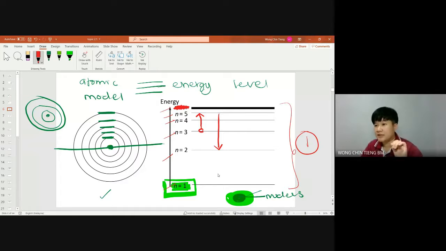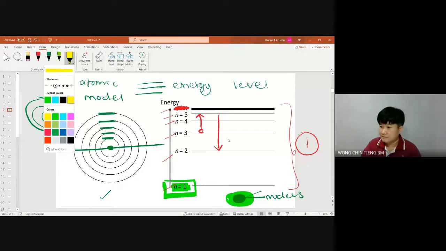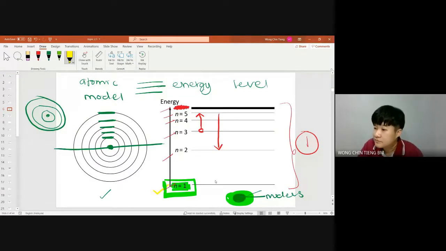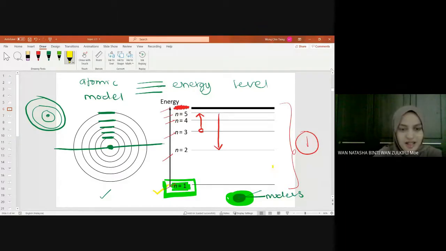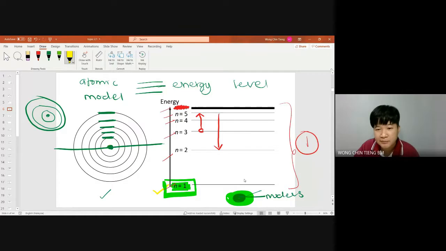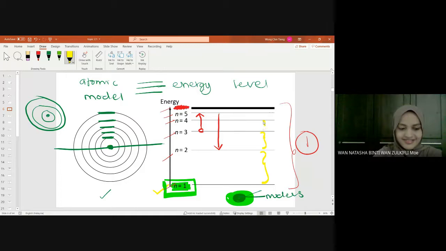Next thing, next important thing. If you look at your energy level, what is the main thing when you draw that you must insist? Bila kamu lukis selain daripada N sama dengan 1, selain daripada kena label? Apa lagi yang penting selain daripada label, selain kena start dengan N sama dengan 1? Lukis line. Lukis line, of course, sayang. Lukis line guna pembaris, okay? Of course, sayang. It's all about the lines.